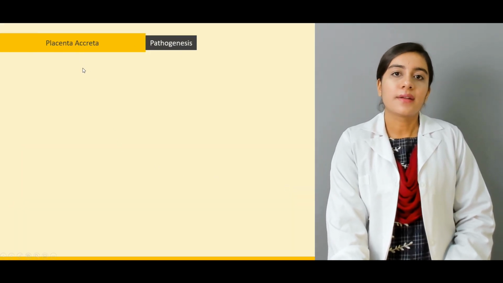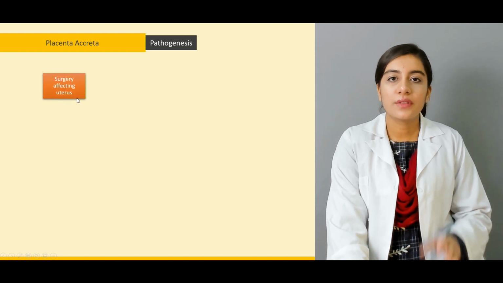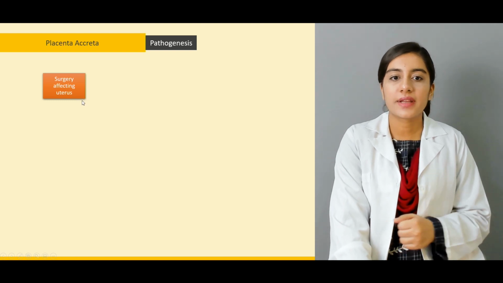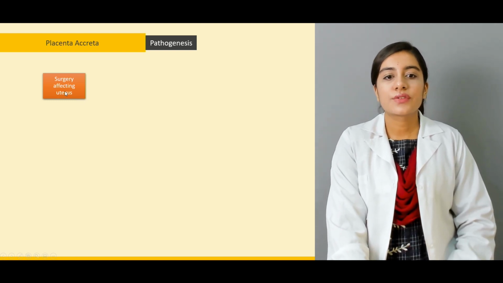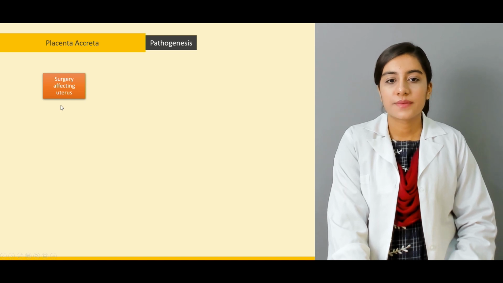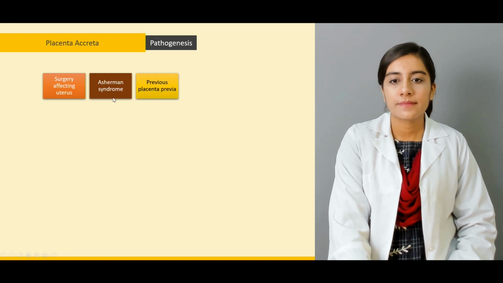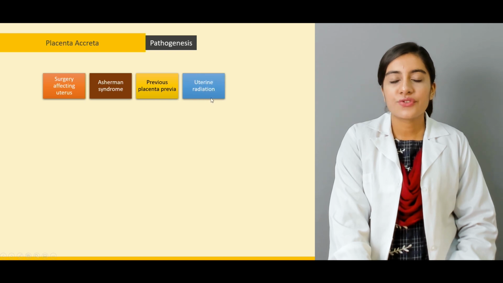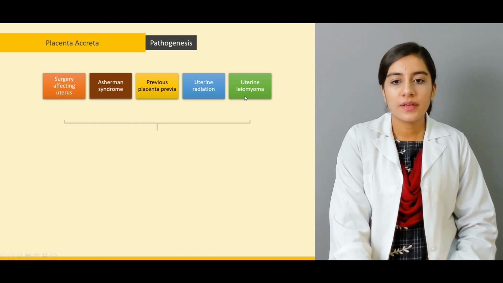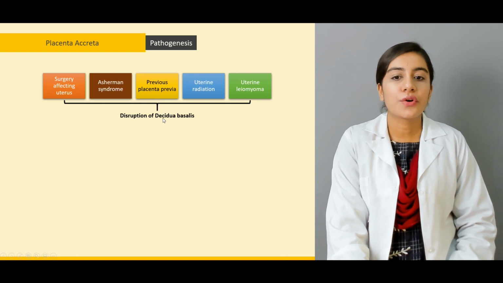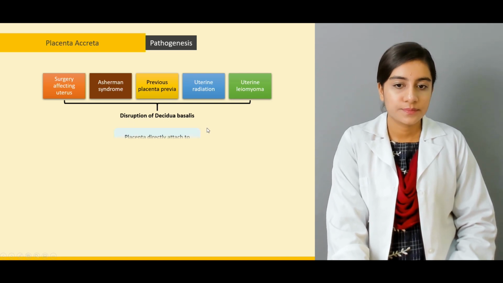Okay, now the important part, the pathogenesis of the disease. Now there are different risk factors and etiological factors for placenta accreta. The first one is surgery affecting the uterus. Then we have Asherman syndrome, previous placenta previa, uterine radiation, uterine leiomyoma, and all of these collectively will cause disruption of the decidua basalis.